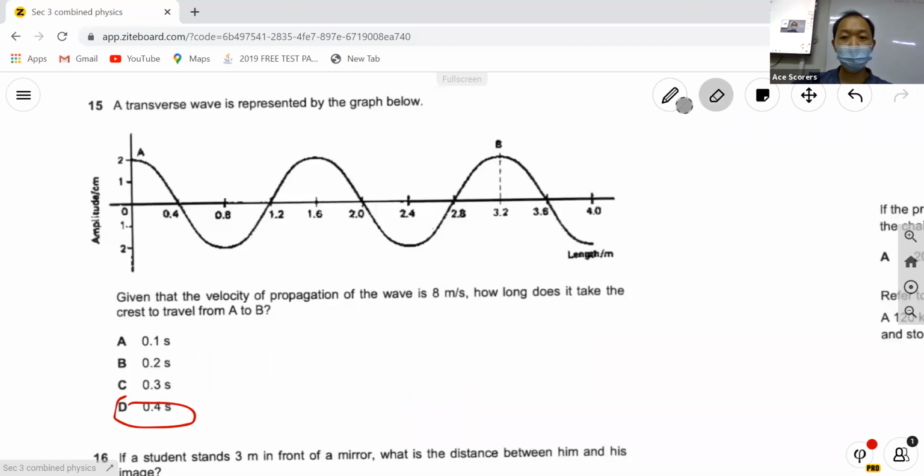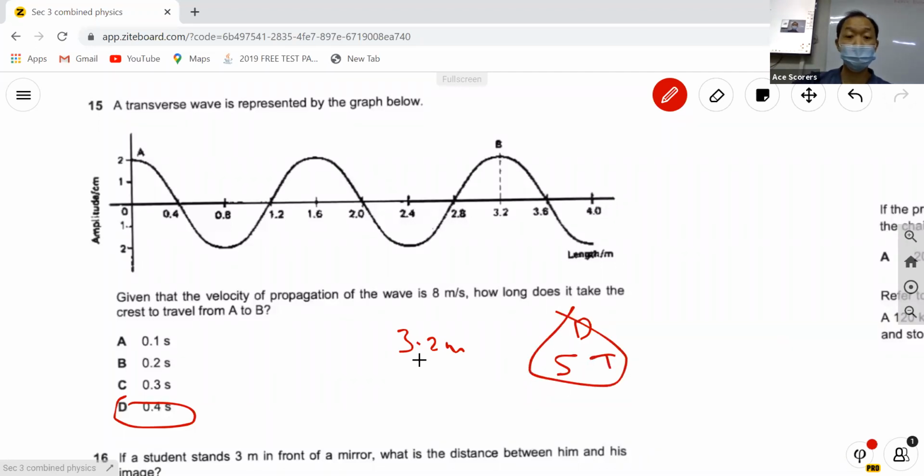Wait. Let me read again. How long does it take the crest? Okay, what is the distance here? 3.2 meters. Speed equals distance over time. This is the DST triangle. So time equals distance divided by speed. So 3.2 divided by 8. 0.4. Okay. Distance divided by speed. Yeah. So this is not V equals f lambda. This is the DST triangle.